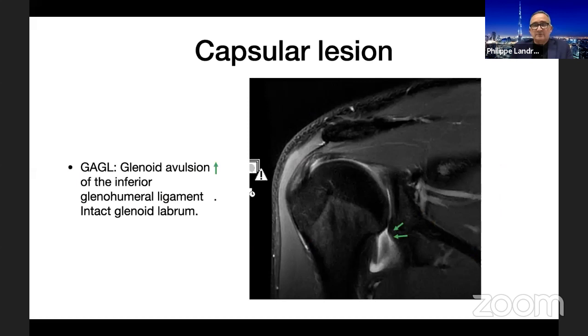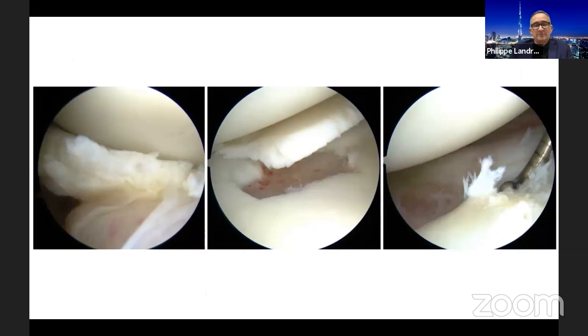It can be a capsular lesion. So even if you don't have a Bankart lesion, you can have a HAGL lesion or a lesion of the capsule, which is a higher risk of recurrence. It can be a glenoid lesion, particularly in contact sport, with this kind of big image. And of course, in this case, you have to do the surgery early and not wait for the osteoarthritic modification.